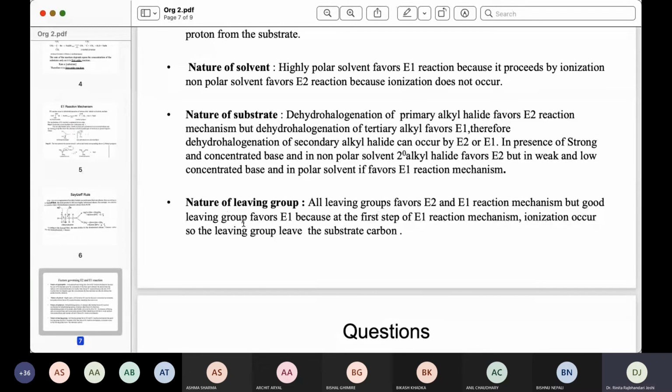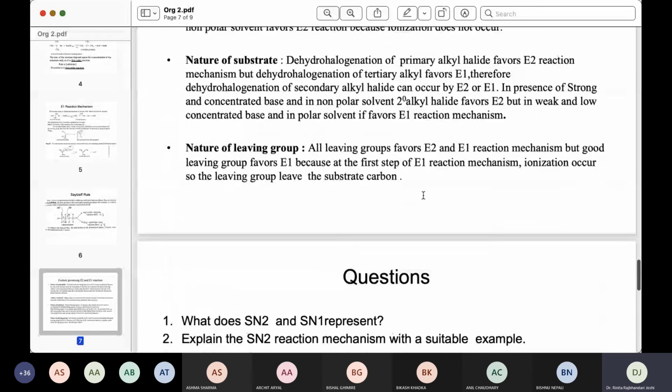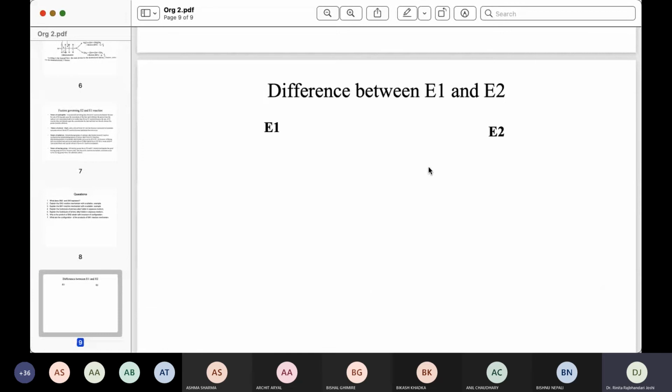But which one is better भन्दाखेरि? But the good leaving group favors E1 because at the first step of E1 reaction mechanism, ionization occurs, so the leaving group leaves the substrate carbon. As in the हामीले SN1 SN2 मा पनि यही conceptलाई develop गरेको थियौं र with the same concept we can see that the factors governing E1 and E2. Now, यति परिसकेपछि now फेरि के आउन सक्छ? Write the difference between E1 and E2.